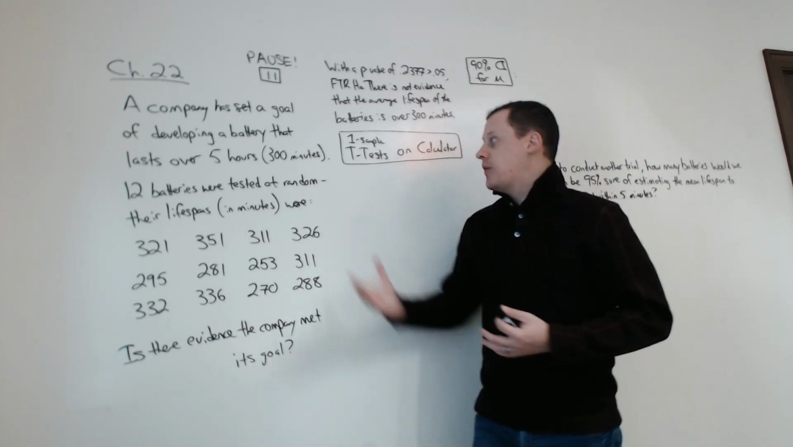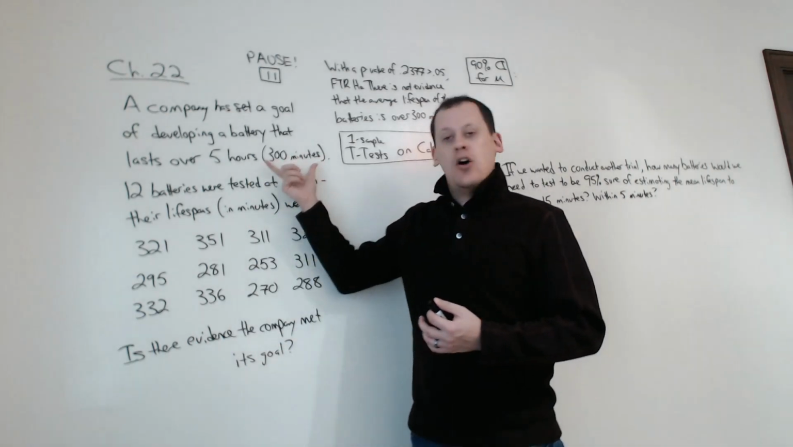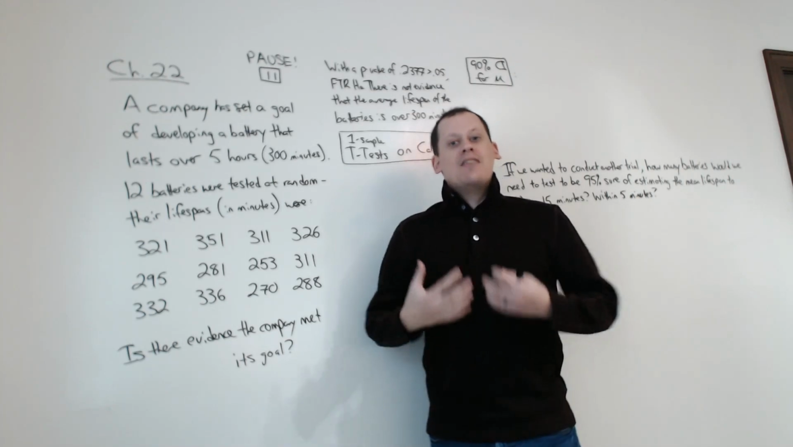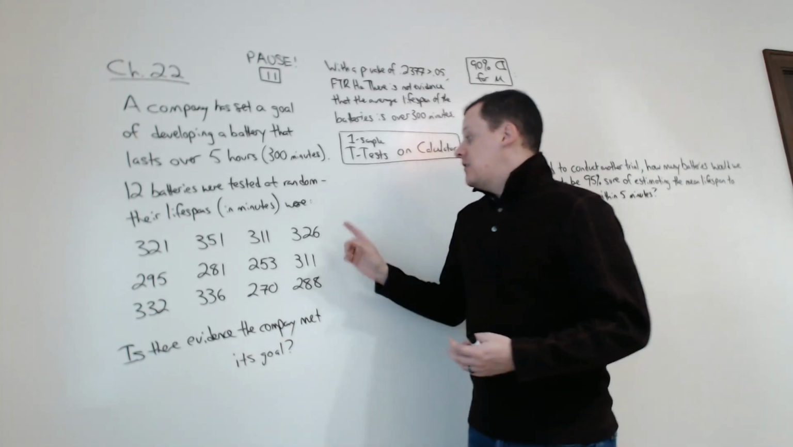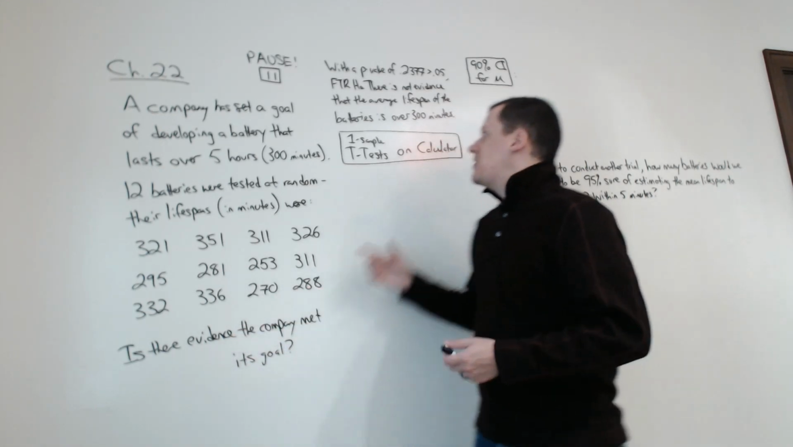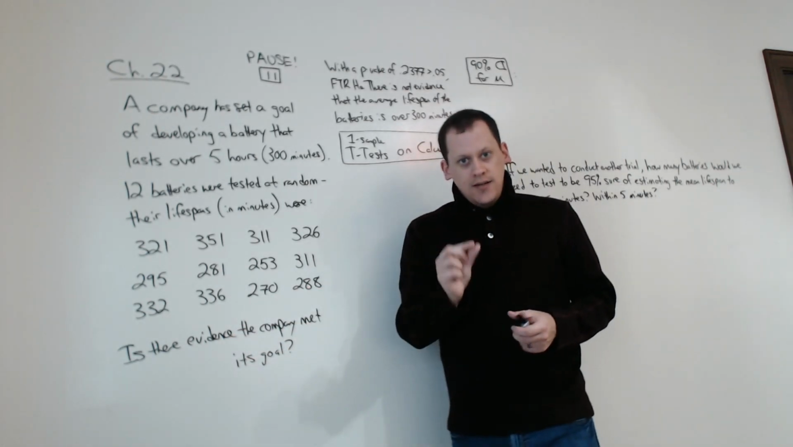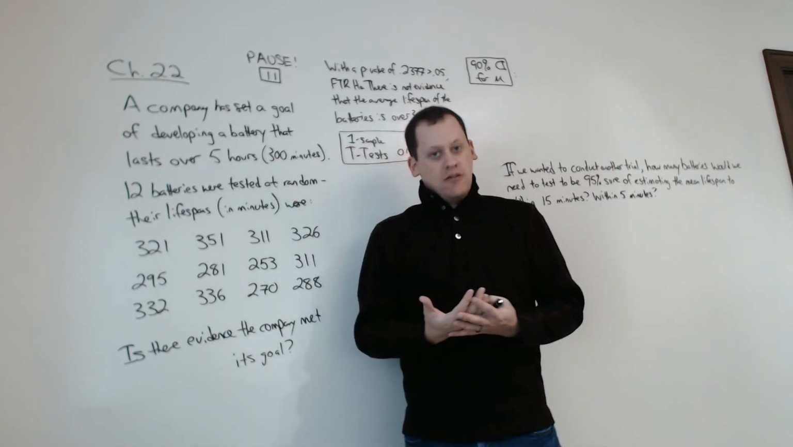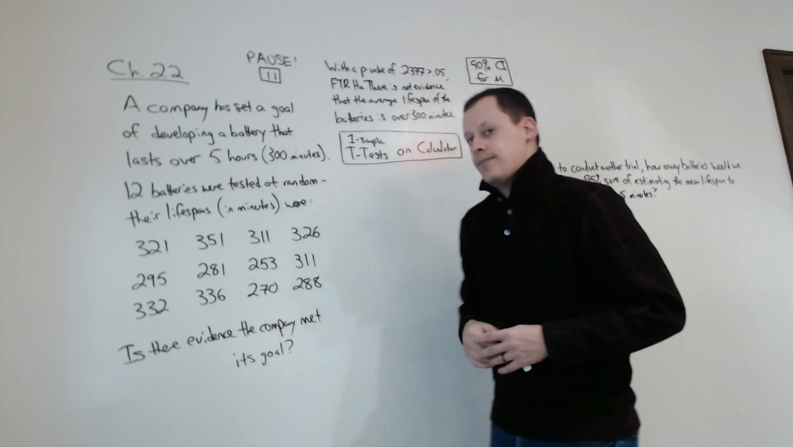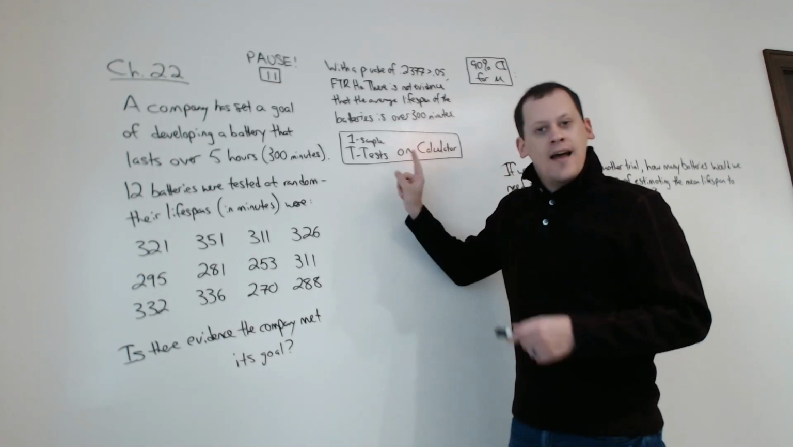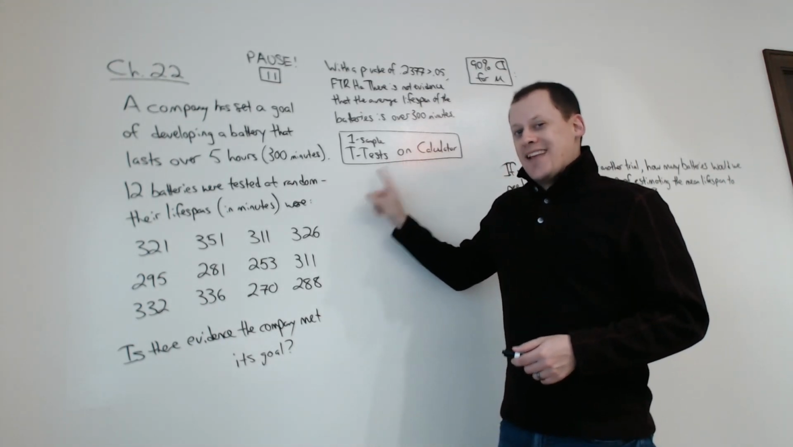So essentially what they're trying to do here is create some really long-lasting batteries. We don't have conclusive evidence that they have actually done that. You may recall the sample mean was above 300 minutes, but it was so close to 300 that we weren't convinced that the mean for the entire population of batteries is above 300. So, before we move on to anything else, I want to show how you can do this on the calculator.